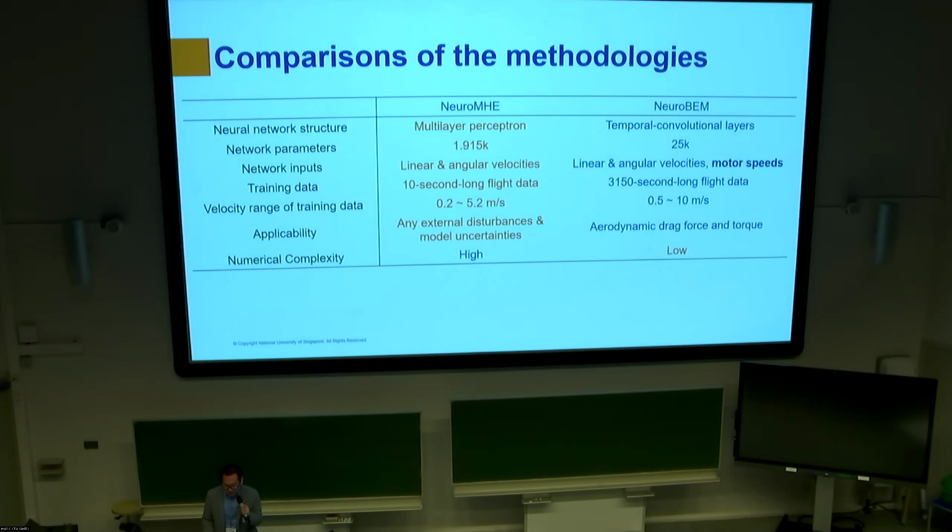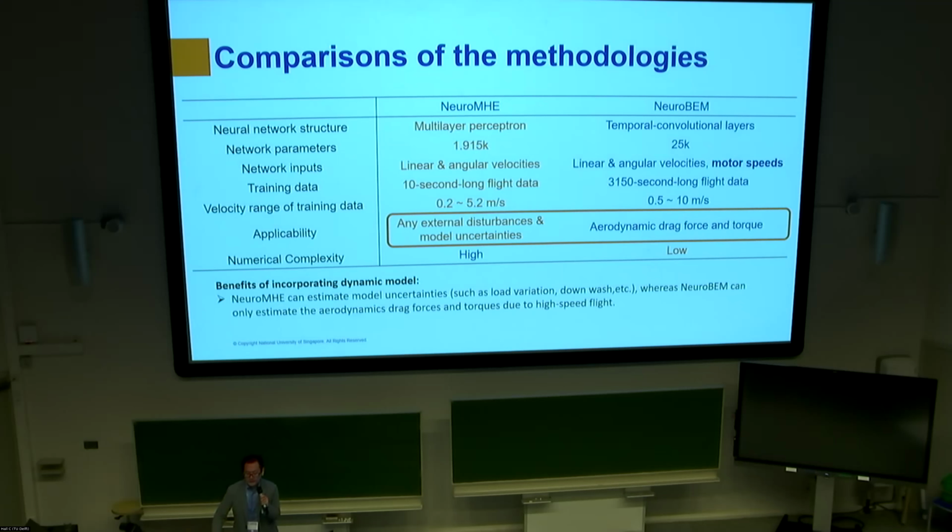And for the training data, we use significantly less, which is only 10-second long flight data, while the other method has to use almost 1 hour long data. And for the applicability, because our method incorporates the model, we are able to estimate any external disturbances and model uncertainties, while the neural BM can only estimate the aerodynamic drag force and torques that it has been trained for. But there is a downside.